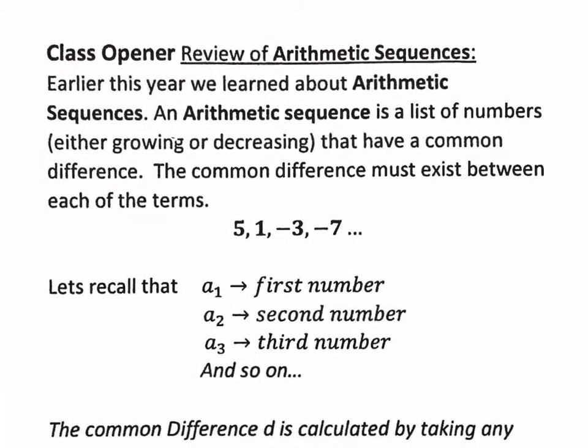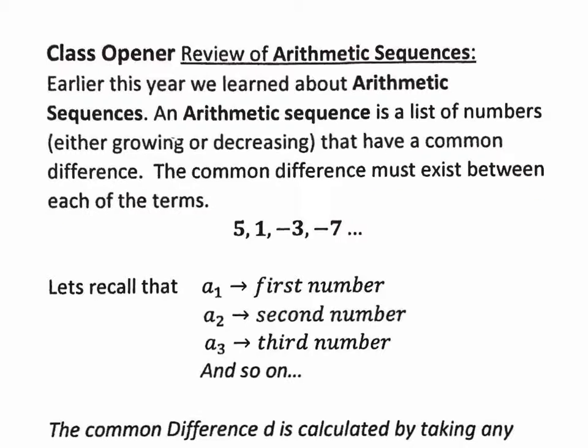It says class opener right here, but it's really just a review of the notes on arithmetic sequences. So everybody please pay attention here. Earlier this school year, we learned about arithmetic sequences. An arithmetic sequence is a list of numbers, either growing or decreasing, that have a common difference. I should have put common difference D, because we always refer to the common difference as the D value. The common difference must exist between each of the terms.